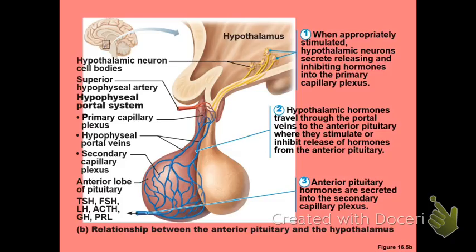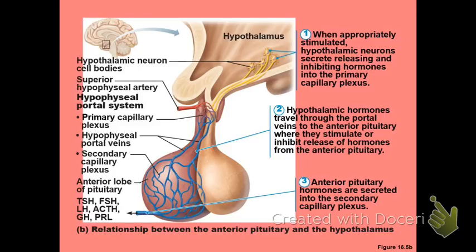As we look at this diagram, we see that these different hormones are secreted by this lobe of the pituitary. We have the TSH, FSH, LH, ACTH, GH, and PRL. We'll go through each one of these as we go along, but to look at this, you'll see that there's information that comes from the hypothalamus, goes down into the pituitary, and it stimulates the production of these hormones in the pituitary itself.